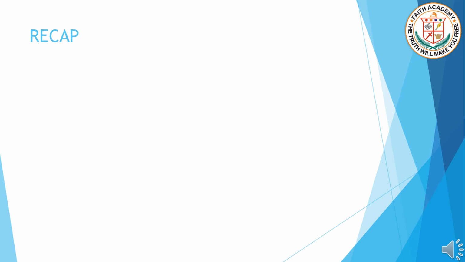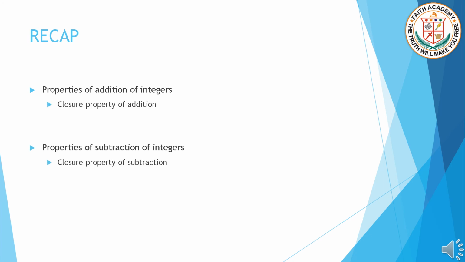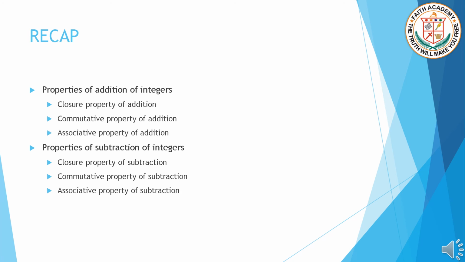Let us now look back to what all we had learned today. We had learned about the properties of addition and subtraction of integers, which were closure property, commutative property, and associative property. Closure property is satisfied for both addition and subtraction. Commutative property is satisfied for addition and not for subtraction. Associative property is satisfied for addition and not for subtraction. We also saw additive identity, which is 0 for integers.